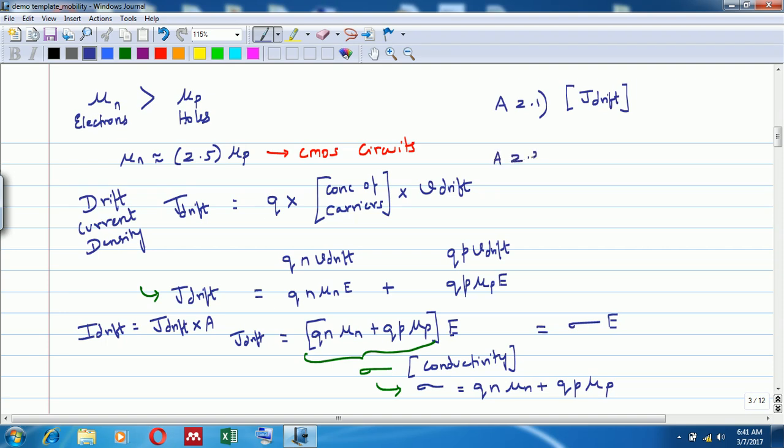And assignment 2.2: try to find out the units of sigma, the conductivity, and try to see how sigma is represented. What are the standard units used for sigma when we are seeing it for semiconductors? When we are dealing in semiconductor theory, see what is the standard way in which sigma is represented. Please solve these two assignment questions.